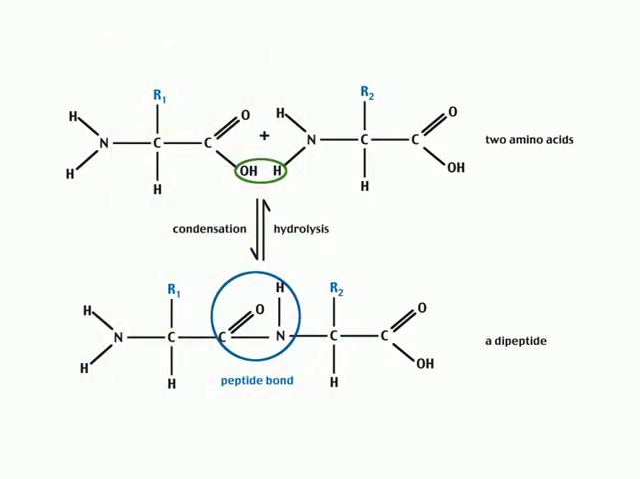Peptide bonds join amino acids together. The hydroxyl group is lost from the carboxyl group of one amino acid, along with a hydrogen atom from the amine group of another amino acid. This forms a molecule of water. A peptide bond forms between the carbon atom of the carboxyl group and the nitrogen atom of the amine group. Two amino acids joined in this way are called a dipeptide.